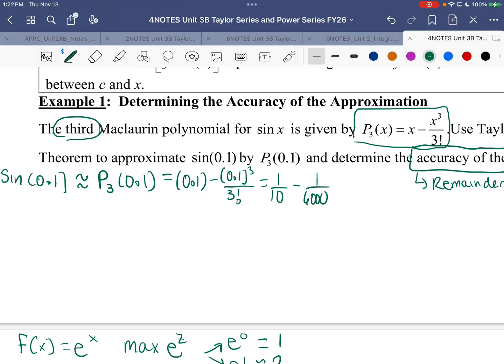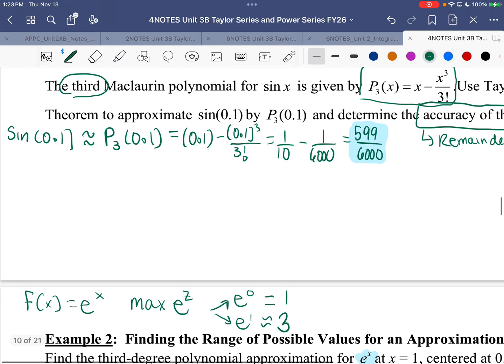What would you have to multiply 1/10 by to get a common denominator? 600, not 6,000, because it already has a 10. So we're multiplying by 600. 600 minus 1 is 599. So we're saying that sine at 0.1 is about 599/6,000. This is our prediction. This is what we're estimating it to be equal to. Then we want to figure out our remainder. The remainder is going to give us the accuracy level.